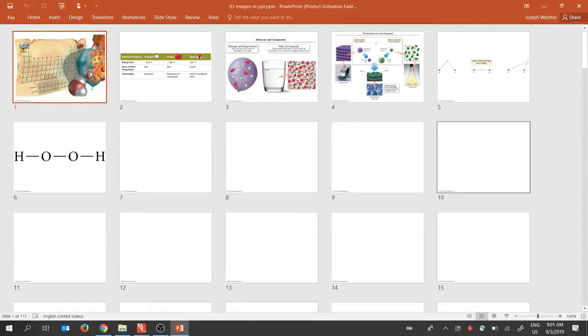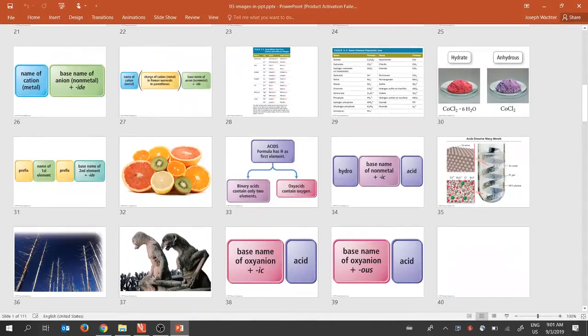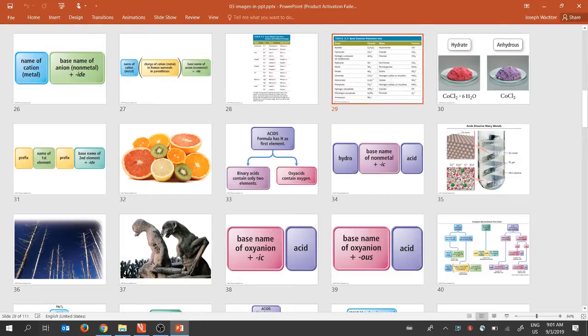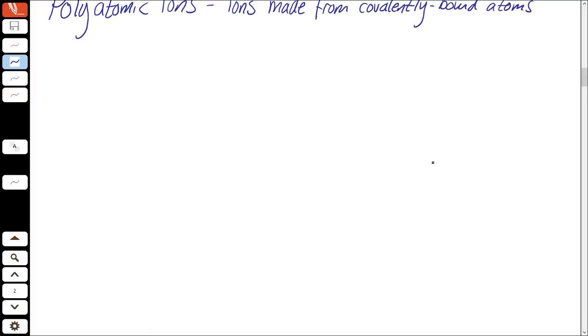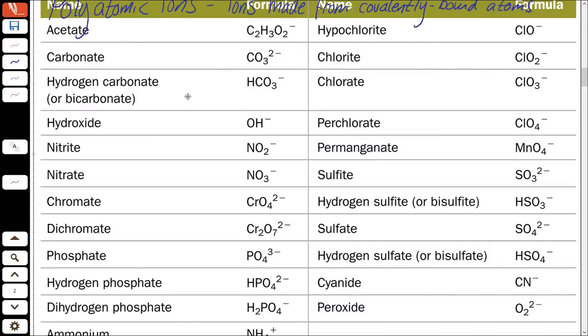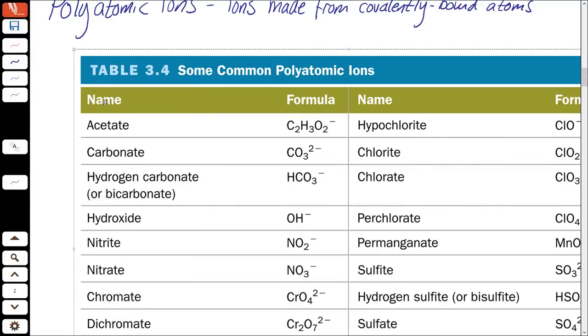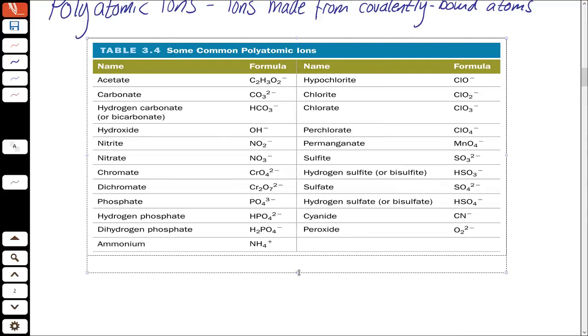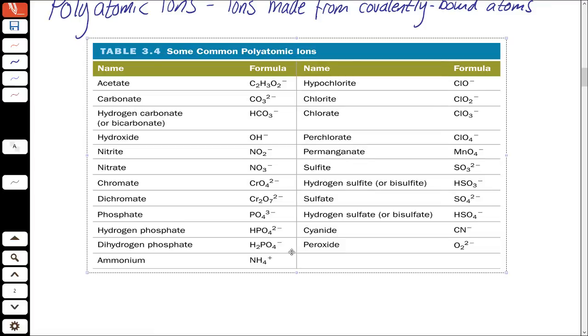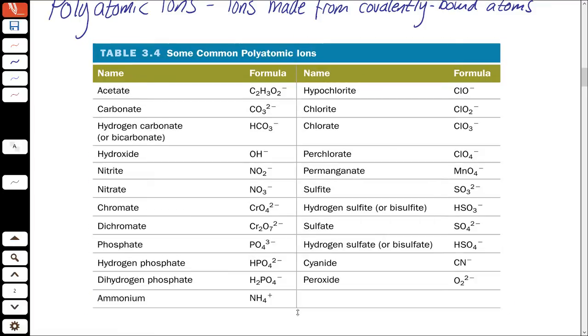I'm going to put a chart in here for you in our notes. We're going to get to practice this in one of the labs too. Okay. So there are some of the polyatomic ions. Hopefully you know most of those.